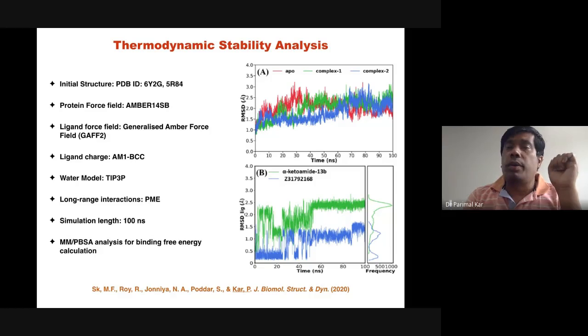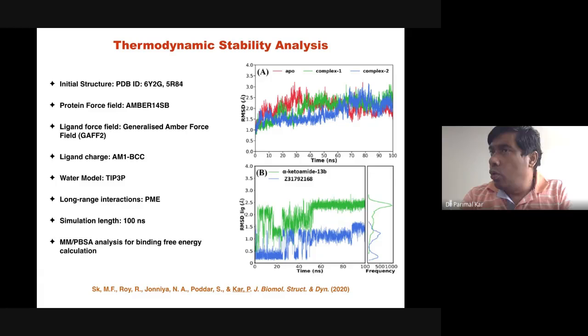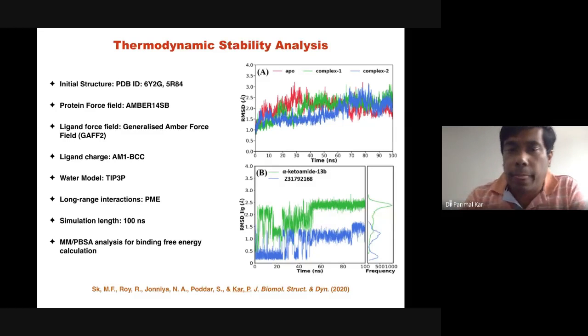That is called root mean square deviation or RMSD, shown in A. You see that after 40 nanoseconds, you have almost reached a plateau region. The red one corresponds to APO. APO means there is no ligand, only the receptor protein you are simulating. The complex 1 is the protein with ligand 1, and complex 2 is the protein with ligand 2. Ligand 1 is this alpha-ketoamide 13B.